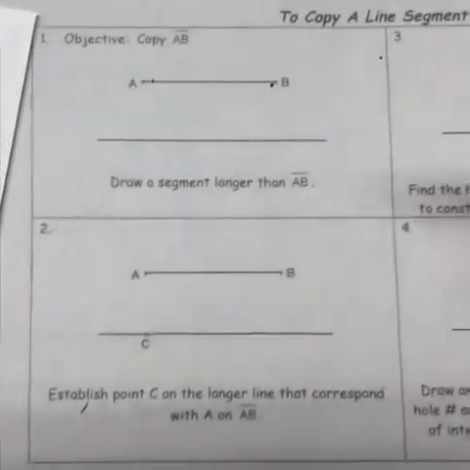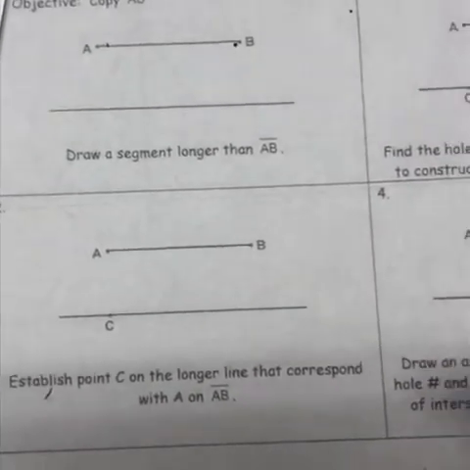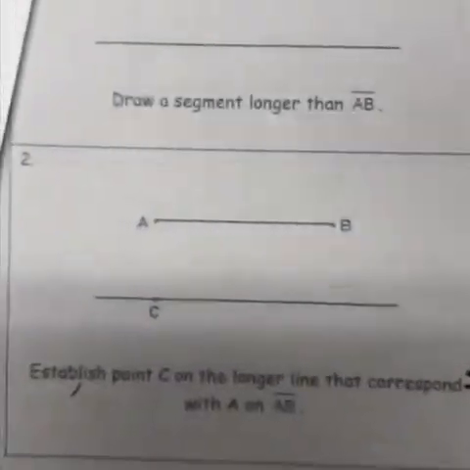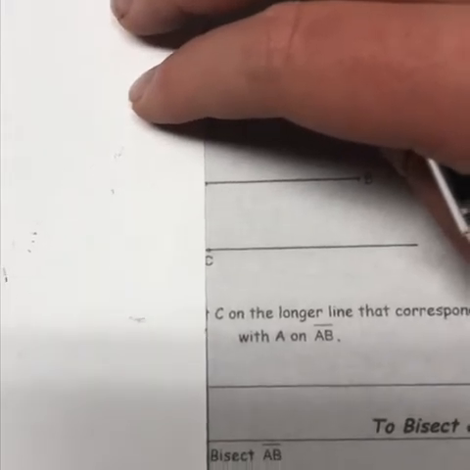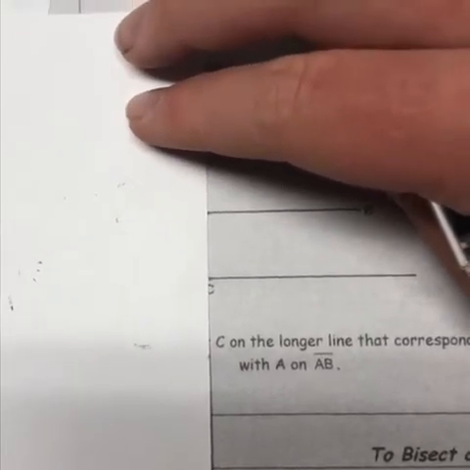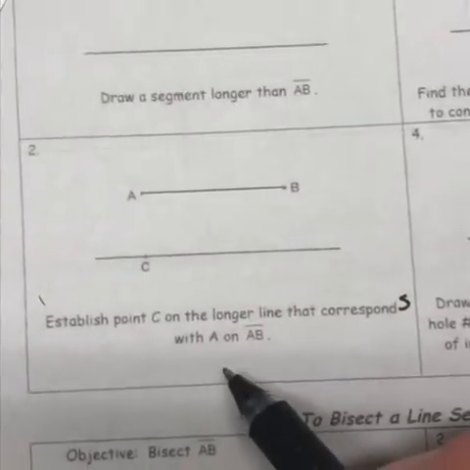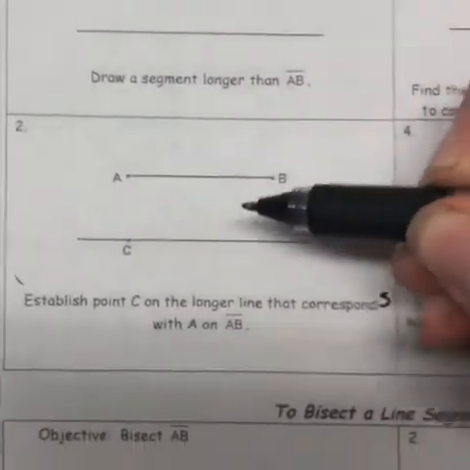Now, the second step is to establish point C on the longer line that corresponds with A on AB. You would take a straight edge. I'm having trouble finding my ruler, so I'm going to use this. Then you'd line that up nicely and find point C. Once you establish point C, corresponding with point A, you're good to go. Time to move on to step 3.